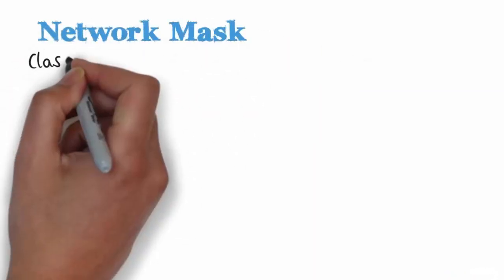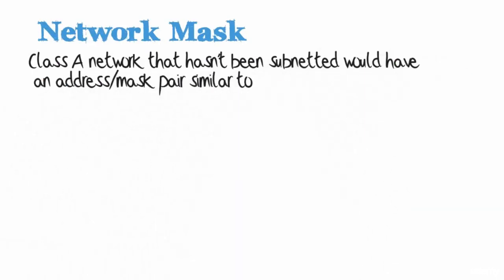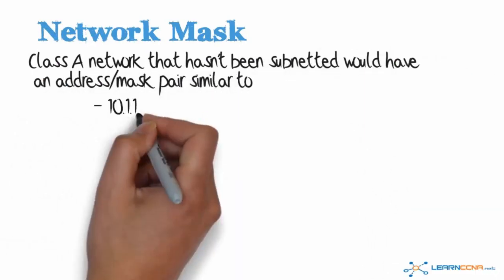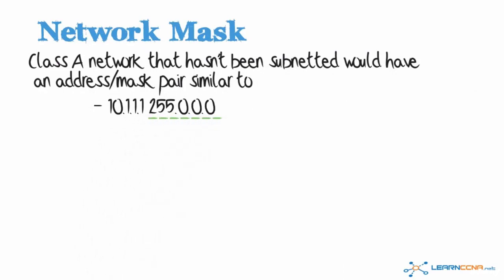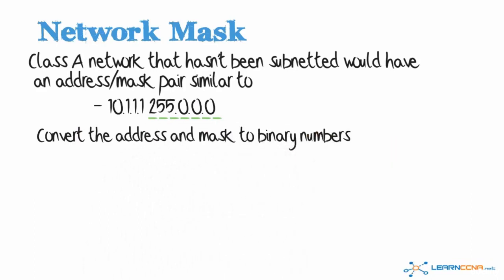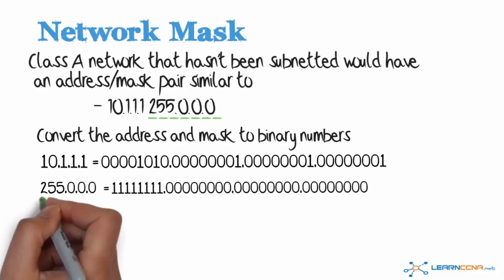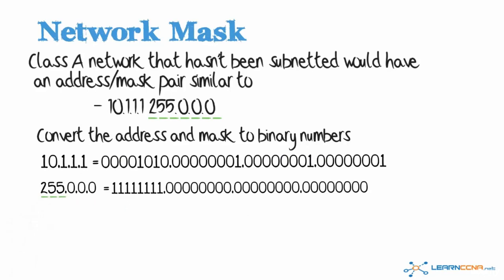In this example, we have a Class A network that hasn't been subnetted. In a Class A network, the default mask is 255.0.0.0. So if we look at an address such as 10.1.1.1 and convert that into binary, it's going to look as follows. Now look at the following mask. 255 in binary equates to 8 binary ones. 0 in decimal equates to 8 binary zeros.